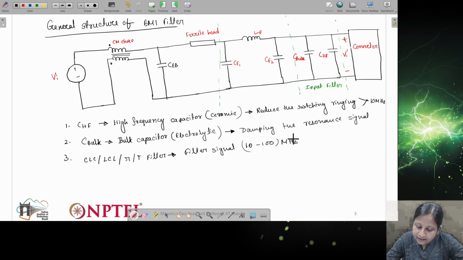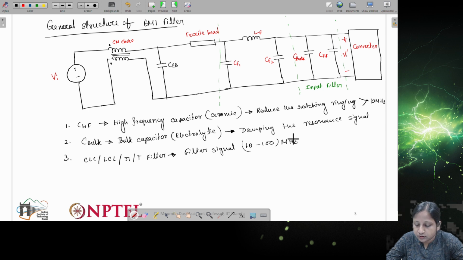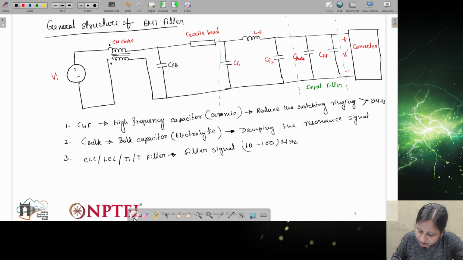Now you may say that we already have a high frequency capacitor that can reduce the noises above 10 megahertz. Then why do we need this filter? This high frequency filter is to reduce the noises due to the ringing which is coming from the switching part, from the switching frequency part. So I can also write down here switching frequency ringing. So due to switching frequency, right?